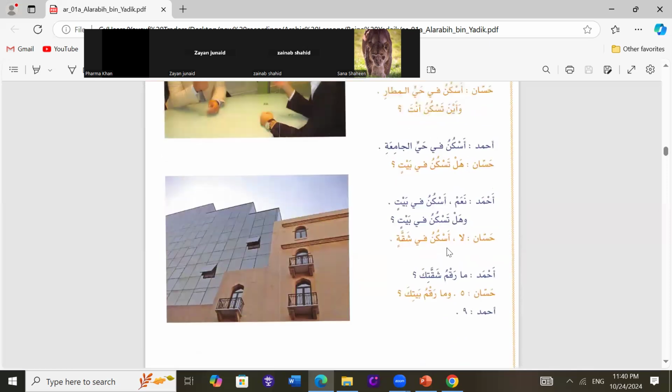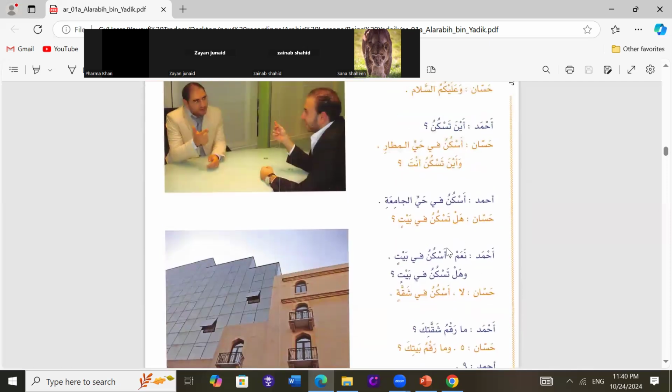Likewise, you can do the practice and make different kinds of sentences, whatever we have learned in the last 2 units. We can make the sentences all by ourselves. Like I can say, I live in the house. And in the practice session you can do the conversation. Askunu fil baiti or askunu fi baitin.